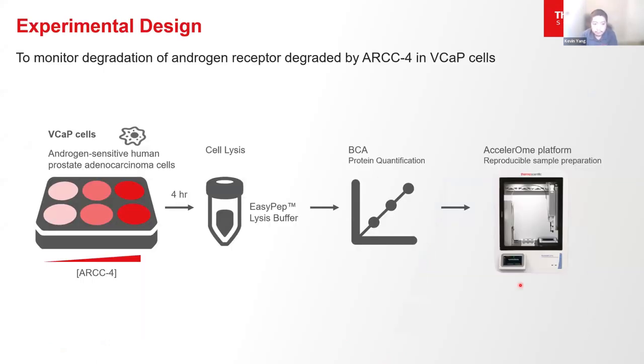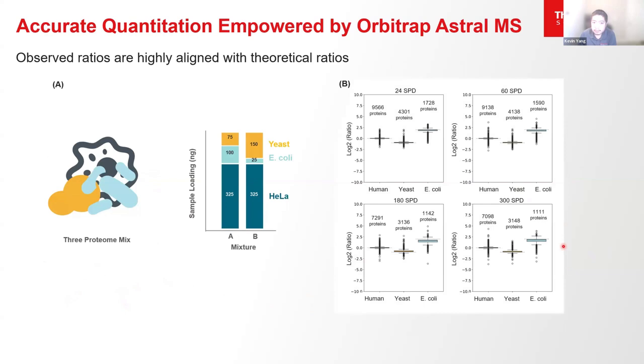To conduct a proof of concept experiment, we treated the VCaP cells with different concentrations of ARCC4 for 4 hours. After that, we lysed the cells and prepared those samples, digesting them on the Cellenion platform for automated sample preparation. Before we even look at the results of the PROTAC study, we first want to evaluate our workflow using, again, the HeLa proteomics standard.